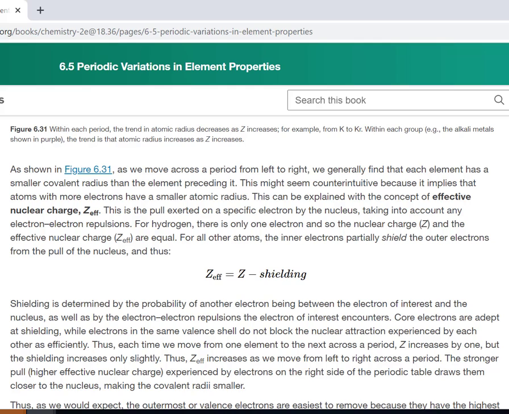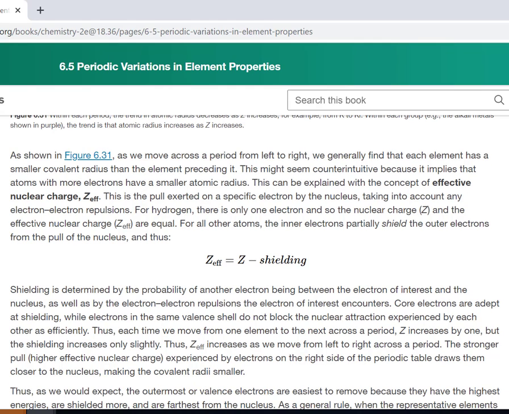The reason for this trend is something called the effective nuclear charge. The idea here is that we talked earlier about the core electrons and the valence electrons. The core electrons are able to shield the full charge of the nucleus from the valence electrons. So essentially how this works out is the more valence electrons you have, the larger the charge they're seeing.